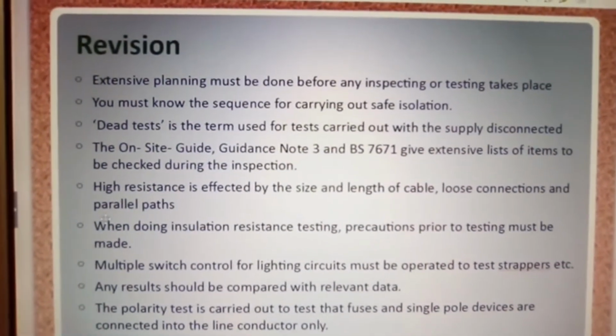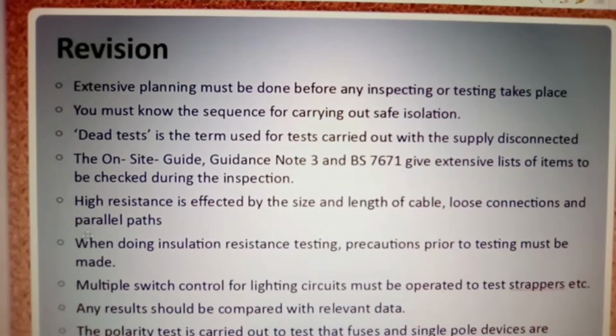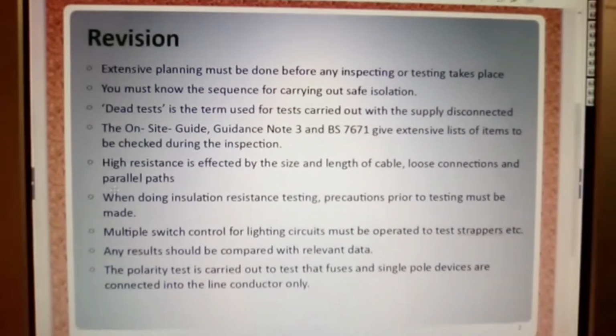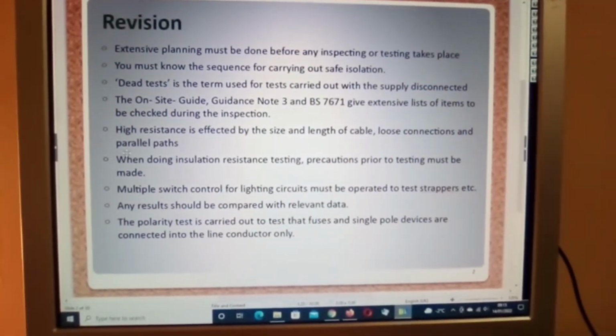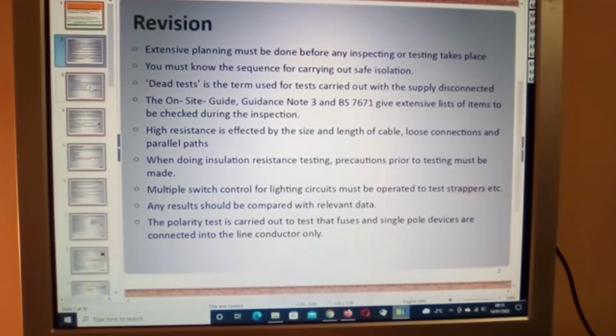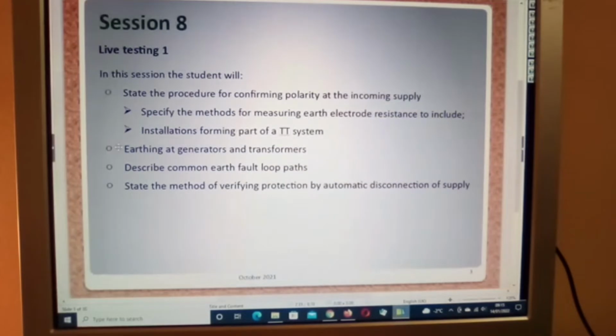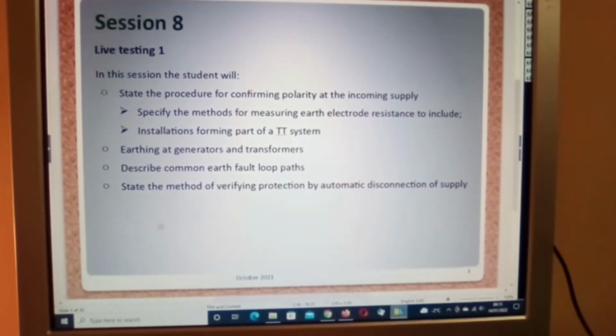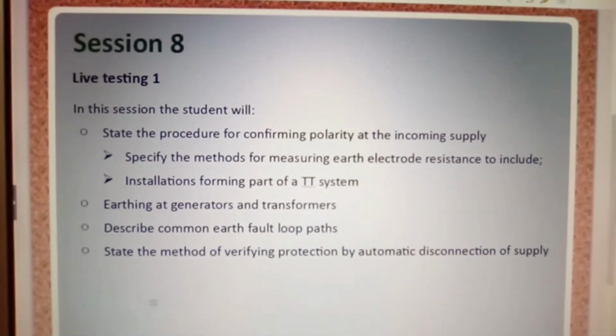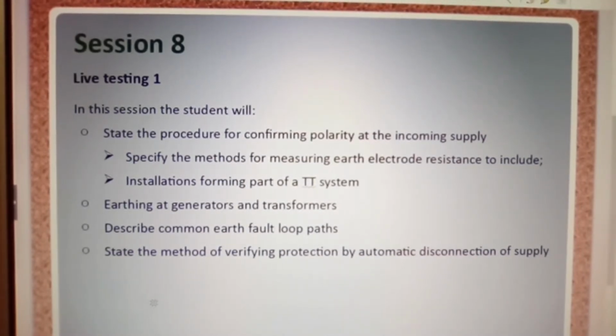And this is what you'll need to be aware of and what we're going to be looking at. Now again, here we are in this session, just to state the procedure for confirming polarity, specify the methods for measuring earth electrode, etc. Installation forming part of a TT system, earth unit generators and transformers, describe common earth fault loop paths, state the method of verifying protection by automatic disconnection of supply.